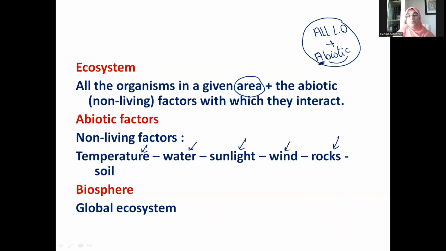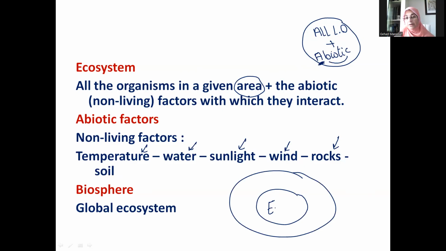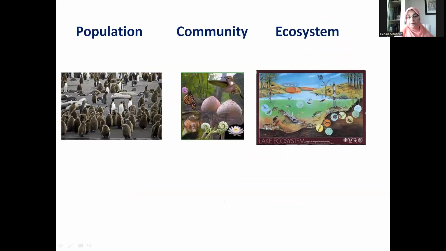When you talk about the global ecosystem as a whole, for example, if you talk about the whole Earth and the atmosphere around the Earth, then you're talking about the biosphere. You're talking about the global ecosystem.